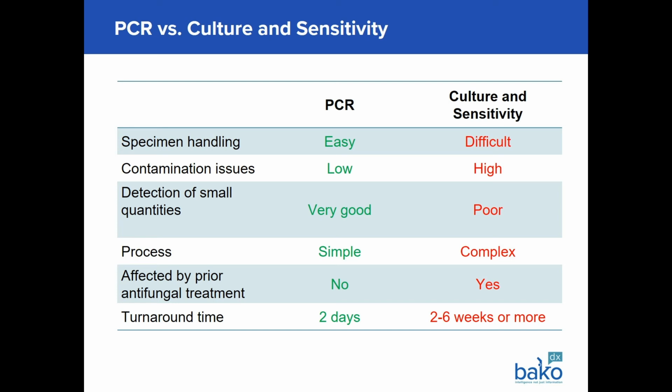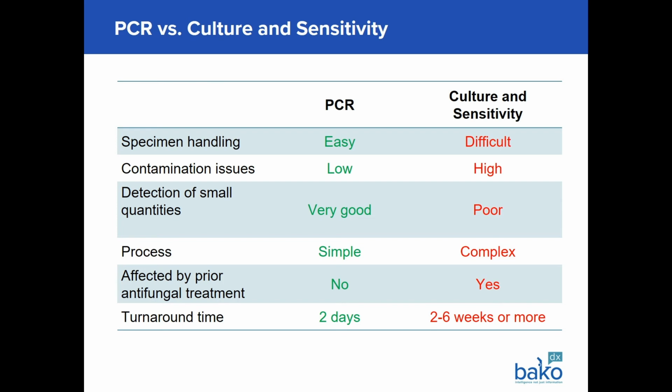PCR is also excellent at detecting very small quantities that you would likely never get to grow in culture. The process for PCR is basically one step, and for culture and sensitivity, you're looking at numerous steps. And with all those different steps, there's more room for the growth to fail and not get a result. PCR is also not affected by prior antifungal treatment. And so your turnaround time for PCR is about 2 days. For culture and sensitivity, you're looking for up to 6 weeks for just the culture part, and sometimes even more to get the sensitivity.